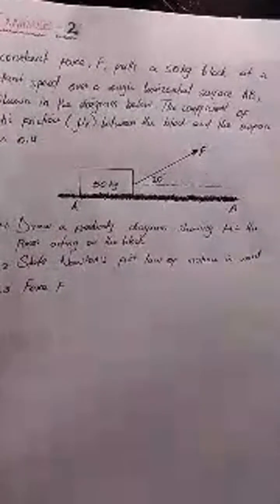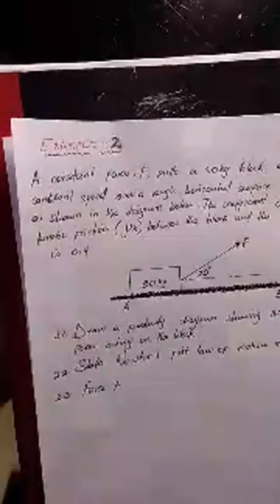Our next question says, state Newton's first law of motion in words. They are telling you that you are dealing with the first law. Already in the question, let's read it again. The constant force F pulls a 50 kg block at a constant speed. There's a constant speed, not moving at all, stationary. So you know that you are dealing with Newton's first law already. They are specific that you must state it in words.